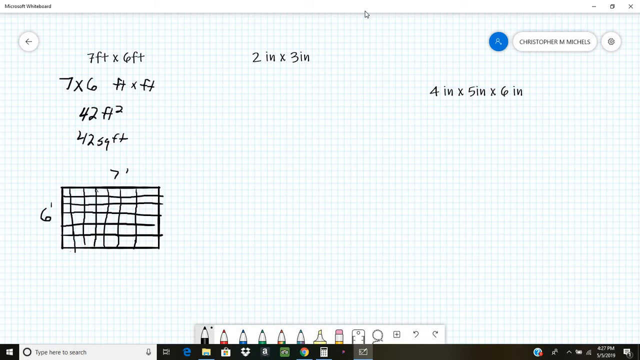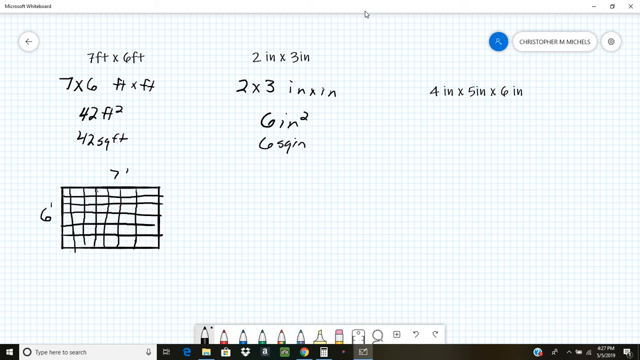So 2 inches times 3 inches would still just be 2 times 3, and then inches times inches. 2 times 3 is 6, and inches times inches, well, that's 2 of them, so that's inches squared, or 6 square inches. Anytime you take a unit times a unit, however many times you're multiplying it, that's what the exponent is. So 6 square inches means I have 6 one-inch by one-inch boxes.